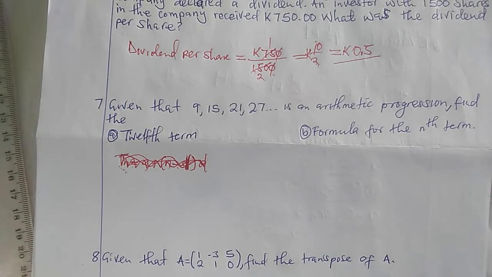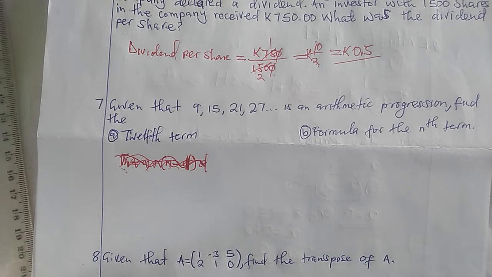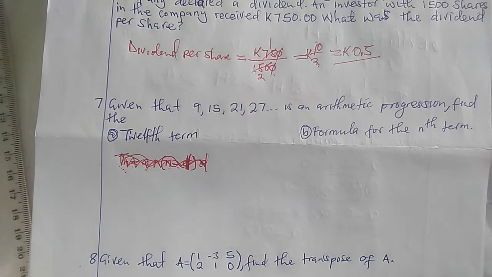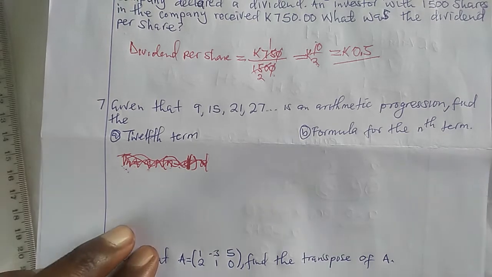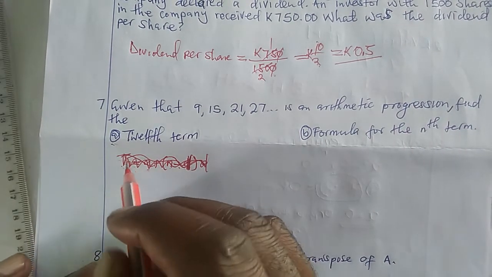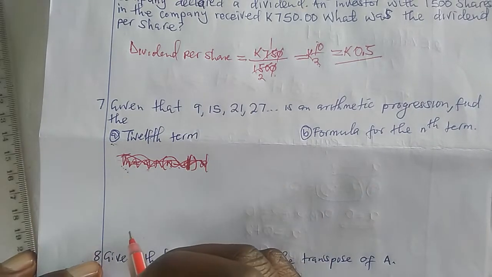Okay, so question 7 was: given that 9, 15, 21, 27, and so on, is an arithmetic progression, find A, the 12th term, and B, the formula for the nth term. So what we need to do is first calculate the first question, which is to find the 12th term.